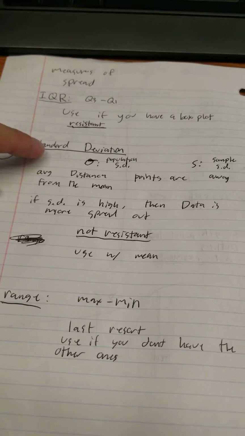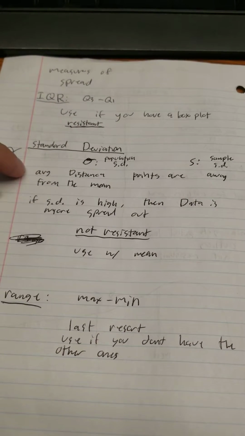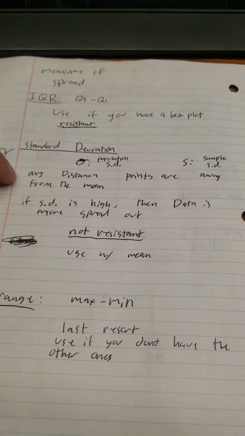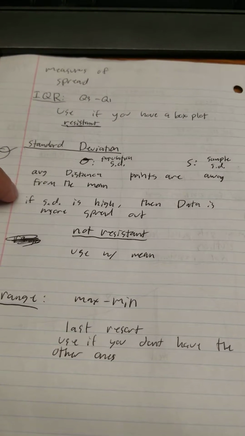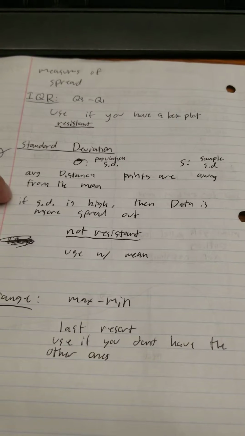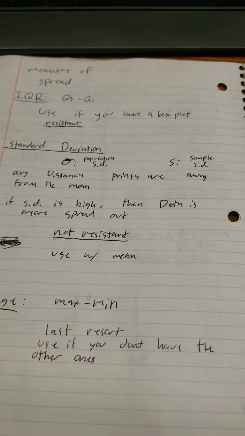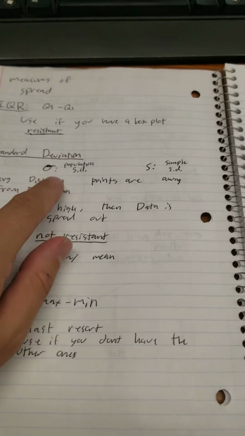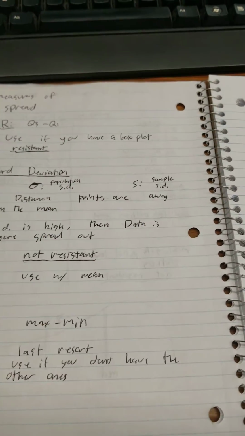Standard deviation is the average distance away from the mean of all your points. And that's the gist of how to find it. But what's more important to remember is if the standard deviation is high, your points are more spread out. And if your standard deviation is low, then they're close together. There's two symbols for this one as well, one for population, one for sample.